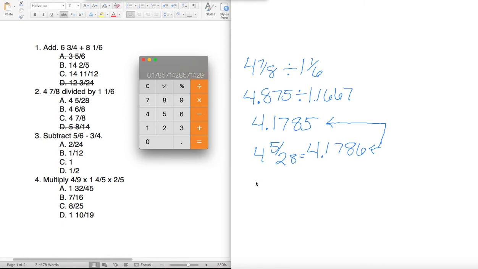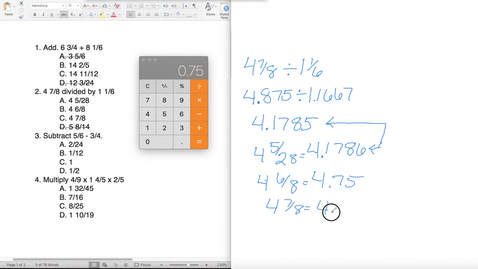So the next one is we've got 4 6/8. So 4 point, and then 6 divided by 8 is 0.75. So 4.75, that's not looking good. And then 4 7/8 is going to be 4.7 divided by 8, 4.875, even worse of a match.